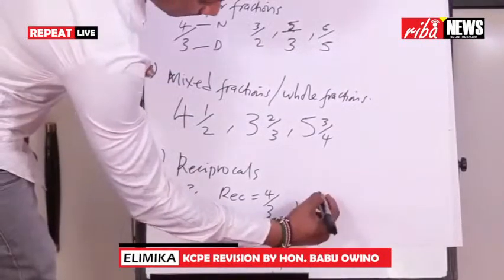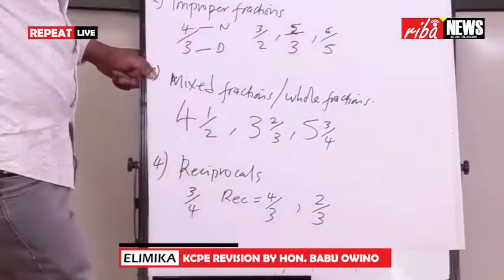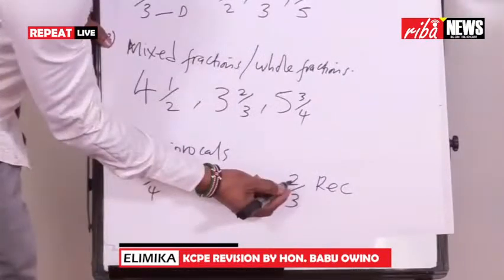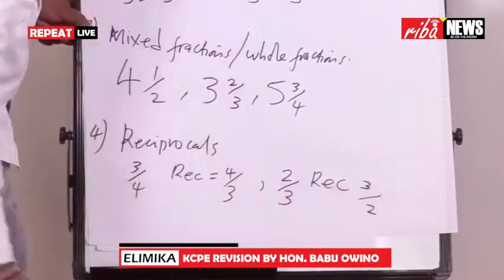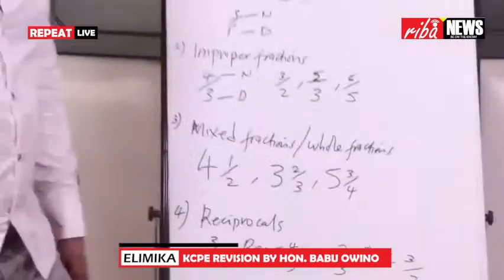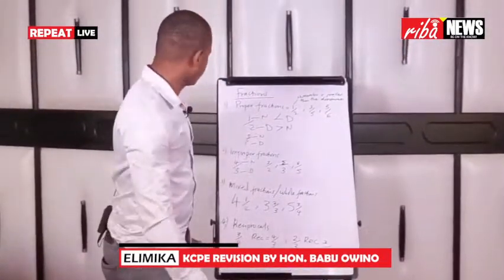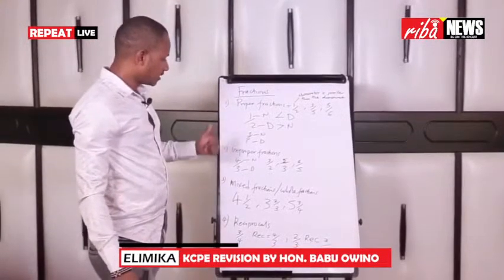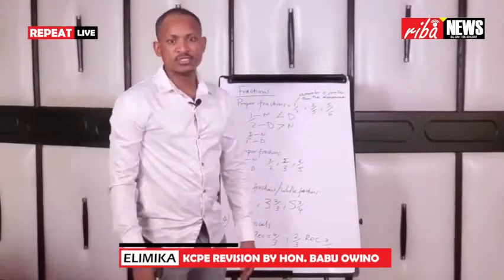Another example, if we have 2 over 3, the reciprocal of 2 over 3, the numerator becomes the denominator and the denominator becomes the numerator. So these are different types of fractions that we have. So in our situation, if you are given these types of fractions, then we need to make an application.